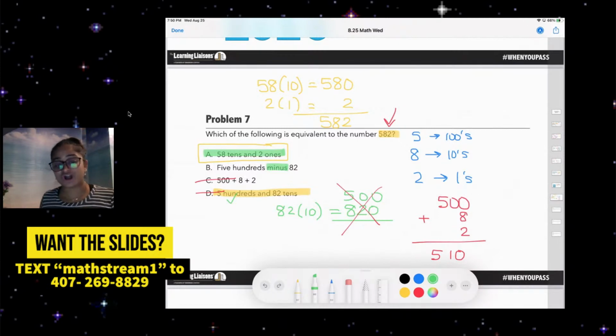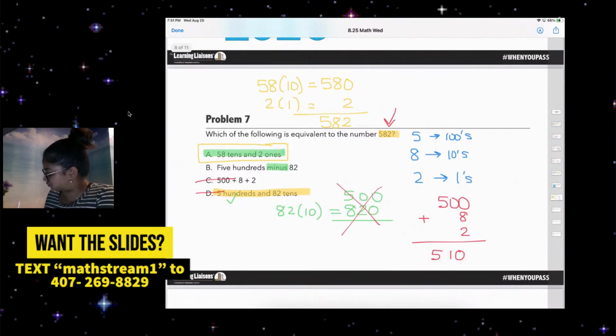It's not that hard once you start figuring out what those words mean. So our answer here is A. We have 58 tens, which is 58 times 10, which gives us 580. And we're adding 2 ones, which is 2 times 1 to give us 2. Add them together, and we get the answer that we started with, 582.